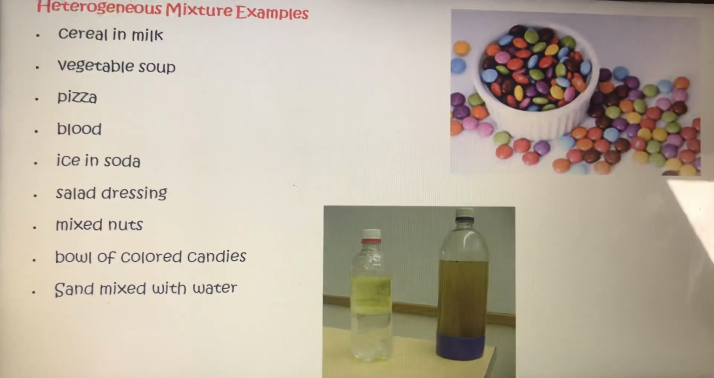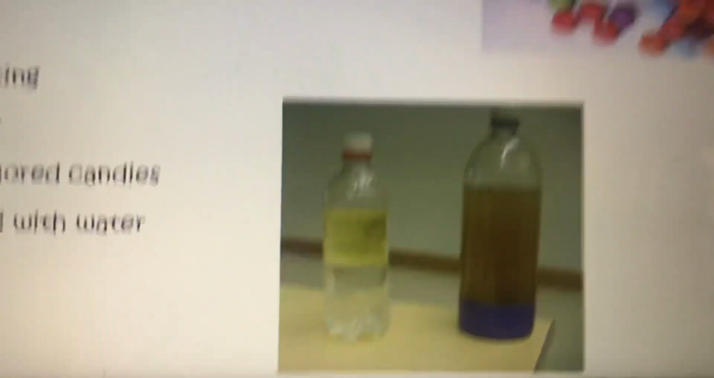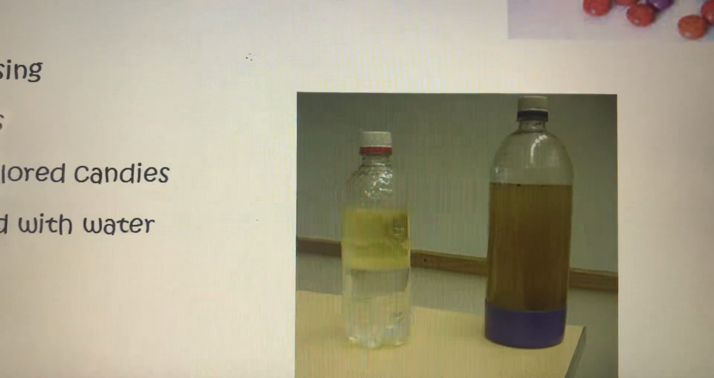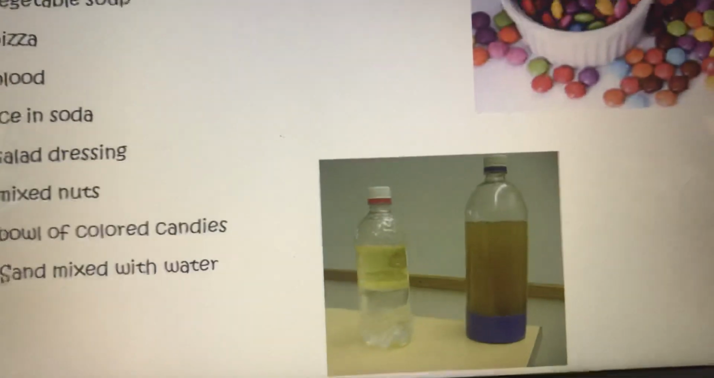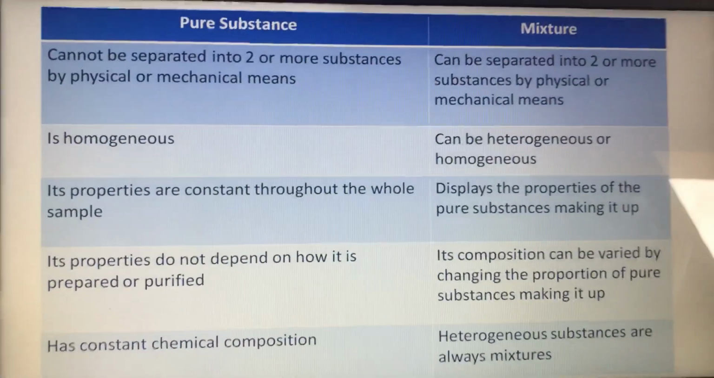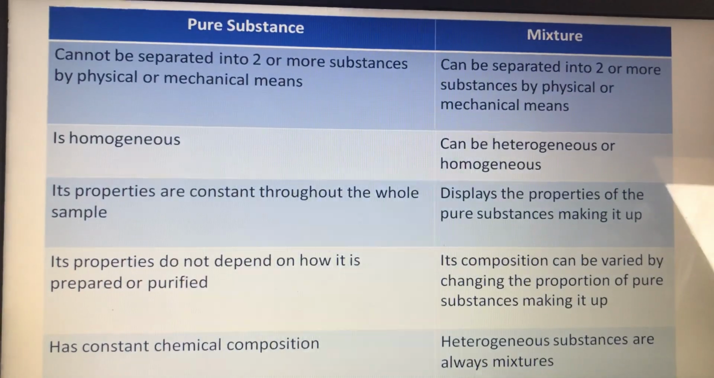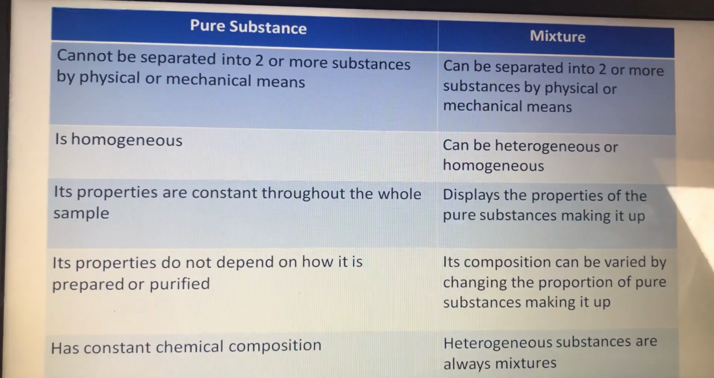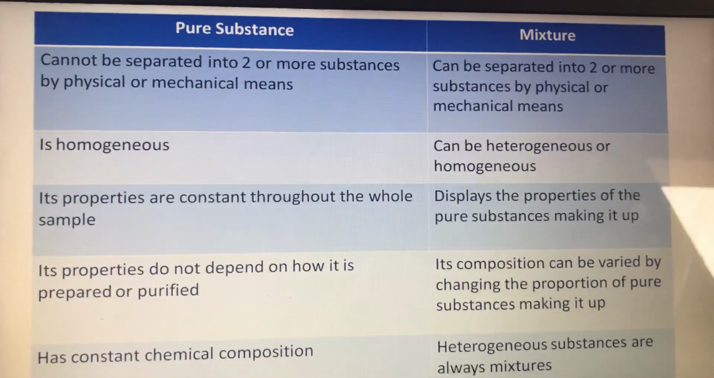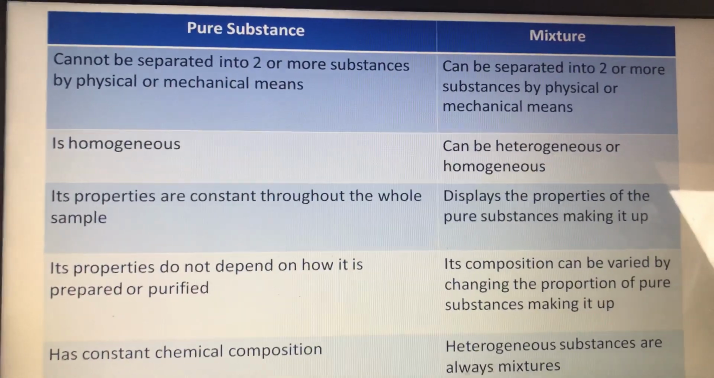Another example is oil and water. You can see here that when I put oil and water, the oil remains on the top because it's less dense. So these are examples of heterogeneous mixture. So keep in mind that a homogeneous mixture is made up of, or I can see it as, one phase, while in a heterogeneous mixture, I can see two or more phases in it.